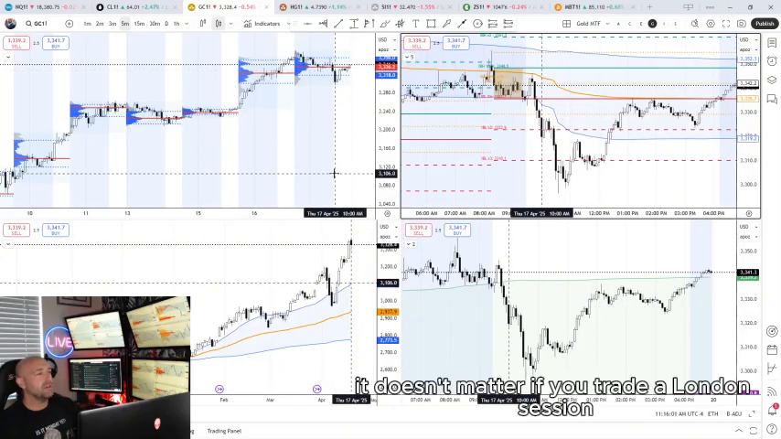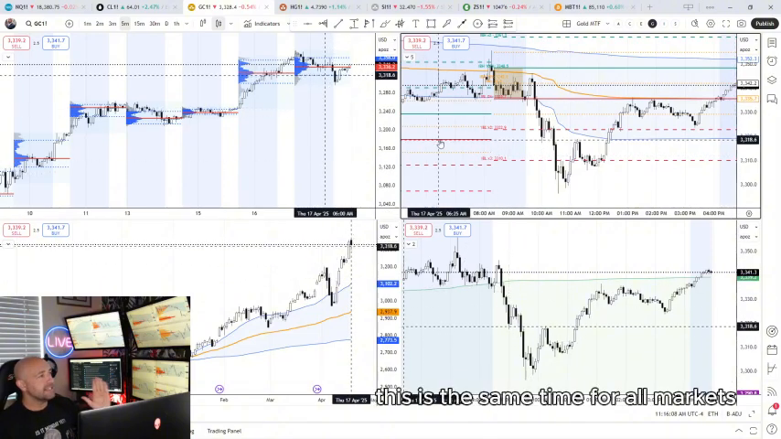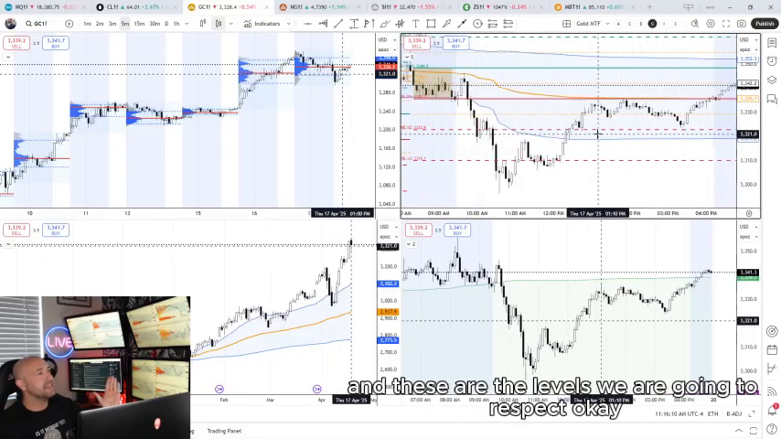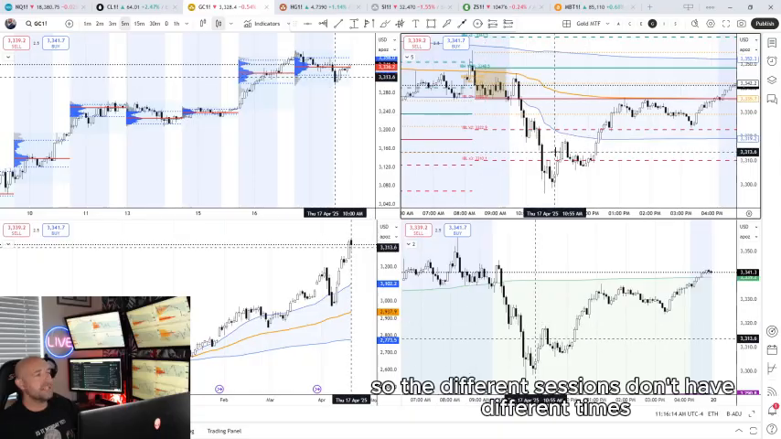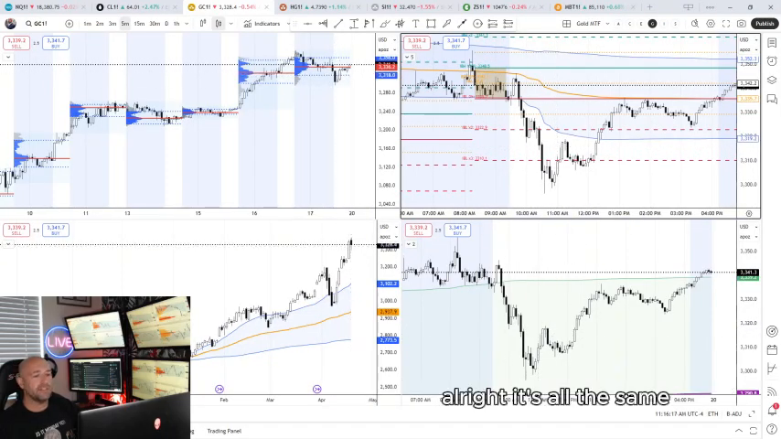It doesn't matter if you trade a London session or an Asia session or the New York session. This is the same time for all markets, and these are the levels we are going to respect. So the different sessions don't have different times. It's all the same.